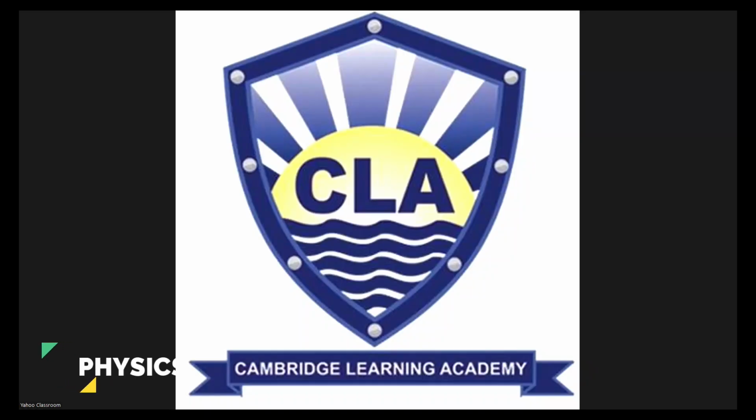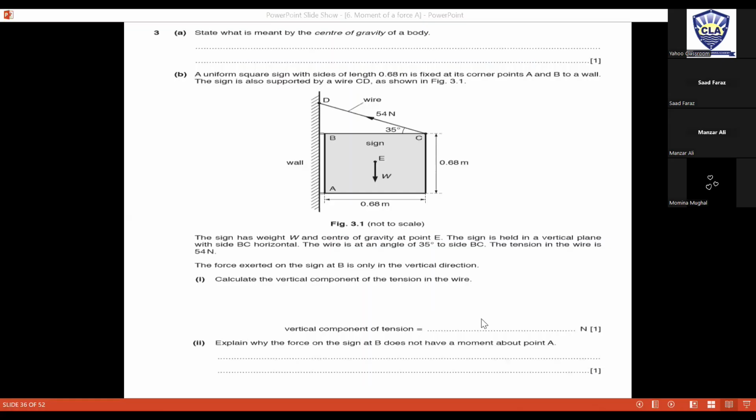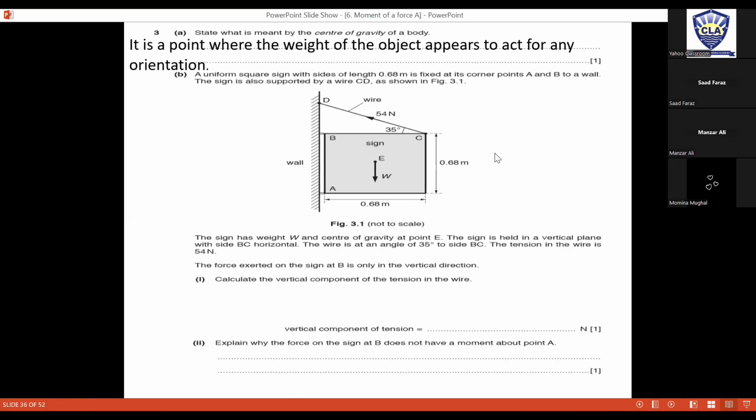So I will do some more questions from moment of force, and then we'll start with the questions from elasticity. It says what is meant by center of gravity. Definitions are very important. It's a point where whole weight of the object appears to act for any orientation.